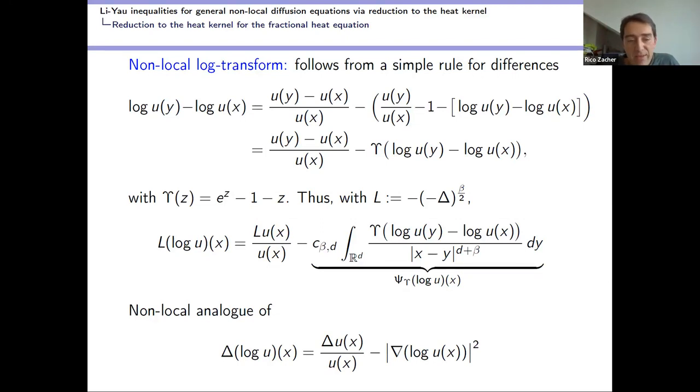And also in the classical case, when you have the Laplace operator, this gradient log u term is nothing else but the carré de champ operator of log u. So here the point is, we see that we do not have a carré de champ operator anymore. It's a different object. It's not just a square, but we have this function here. So in some sense, the message is the square function from the local case is somehow replaced by this function here. Okay, so this is what is behind this chain rule identity.